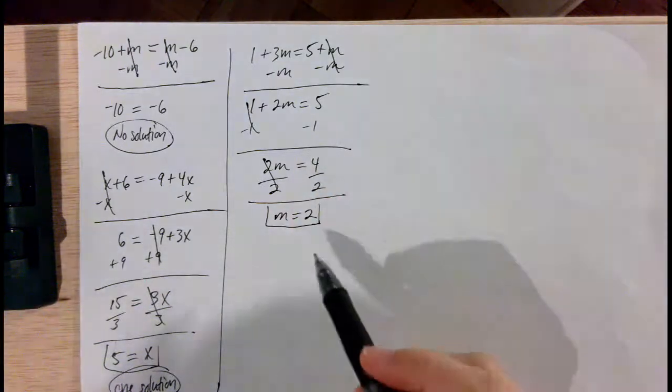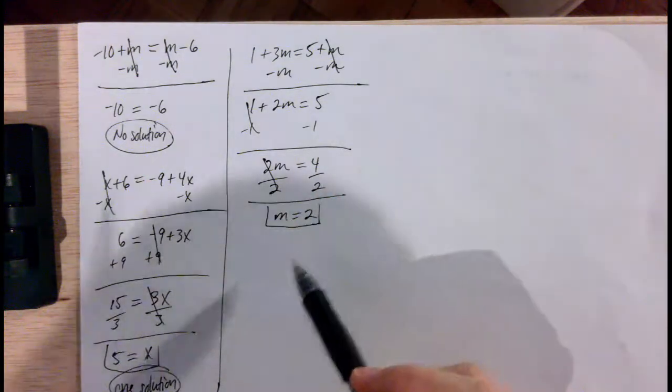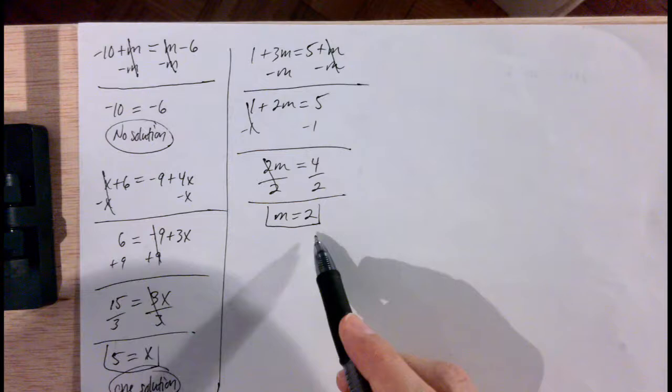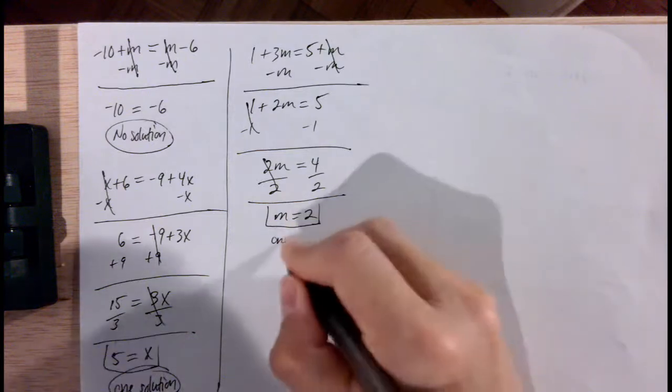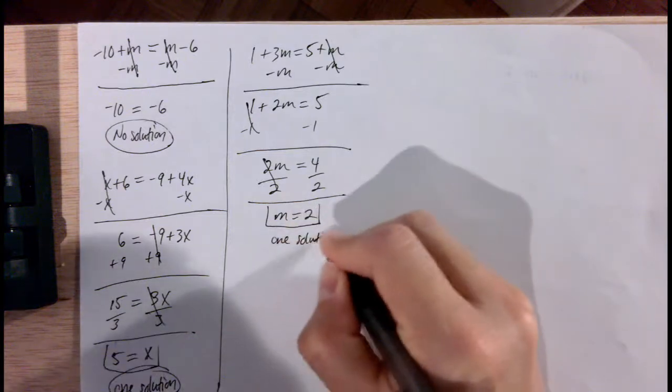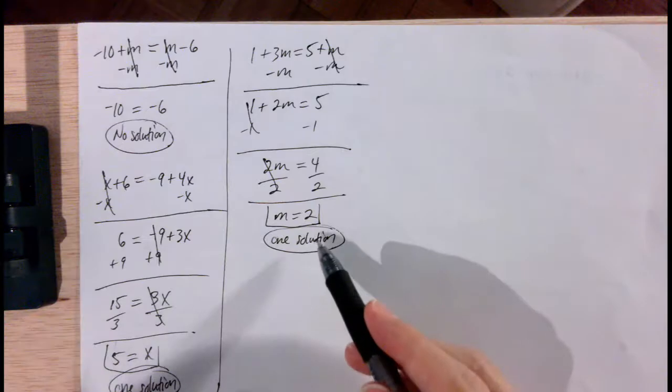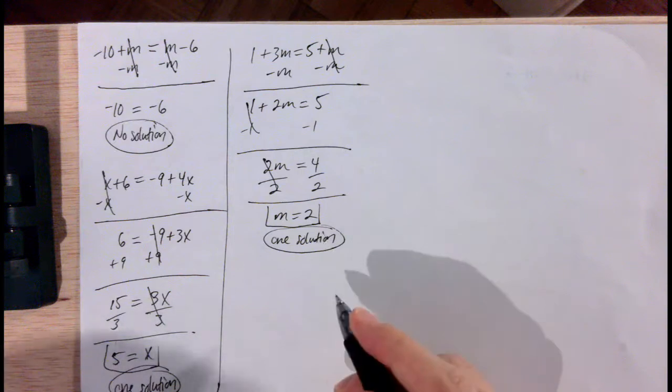Again, I want to determine if there's one solution, infinitely many, or no solutions. So I see m is equal to 2. That is going to be one solution. Whenever you have one solution, you have to include the value for your variable. Now let's look at another example.